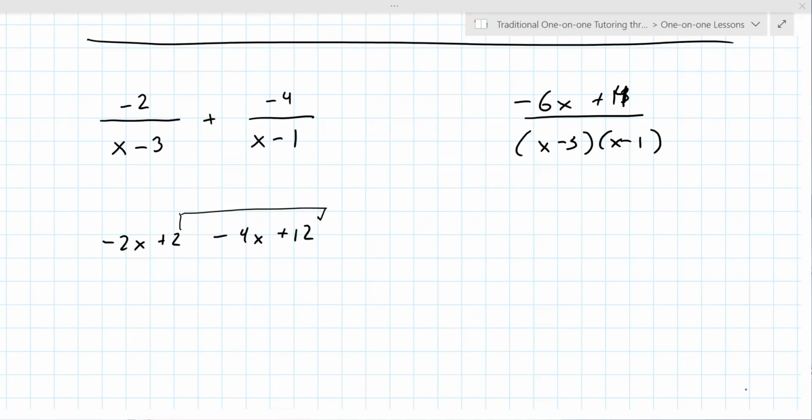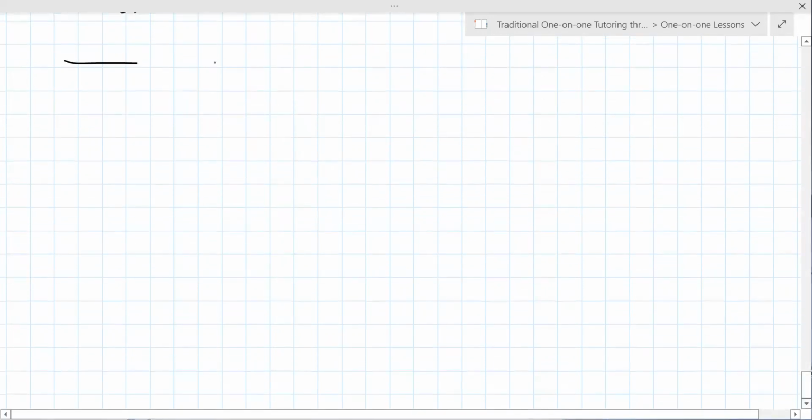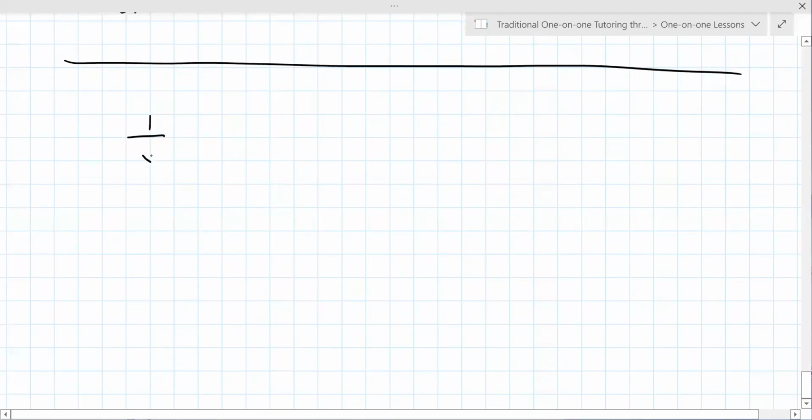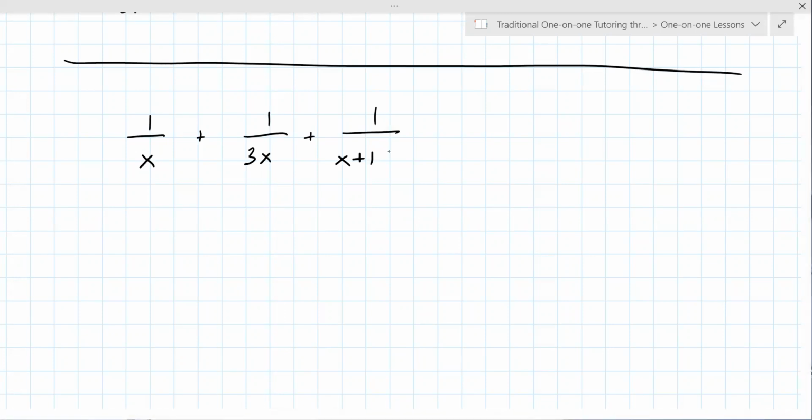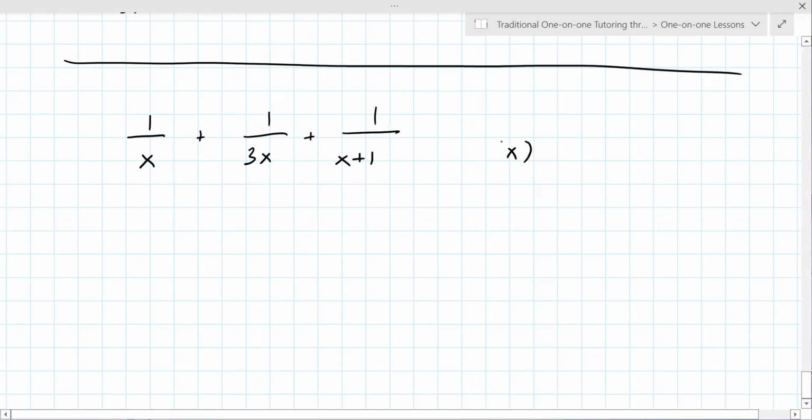Okay, now let's do another one here. We'll just kind of increase the difficulty a little bit. So you're gonna see some problems like this, like 1 over x plus 1 over 3x plus 1 over x plus 1, something like this. Now you've got 3 things, and the mistake is to just multiply them all together. It's not x times 3x times x plus 1. That is a common denominator. It's not the least common denominator.